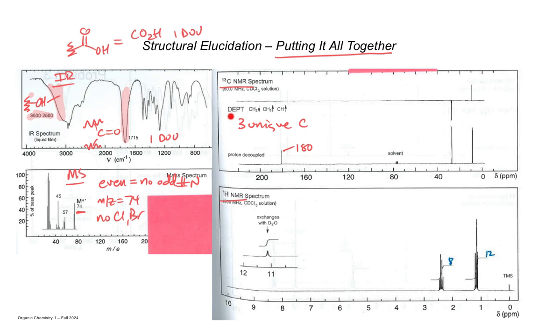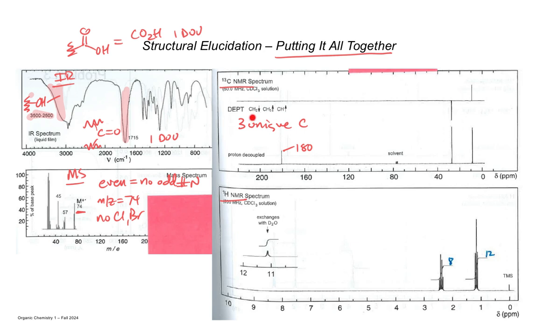Now, if you look right above that, see where it says DEPT? It stands for a fancy name. All it is, remember when I said the NMR is a giant magnet, and then you're pulsing it with radio waves? Radio waves can be like different wavelengths. That's all this is doing. It's hitting it with a different wavelength of radio waves.